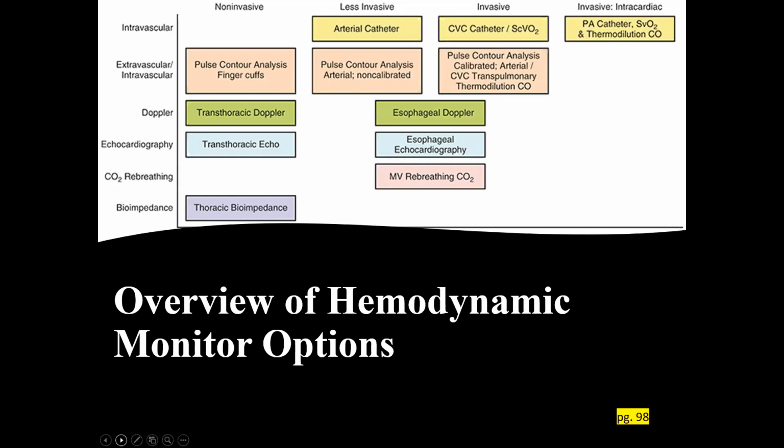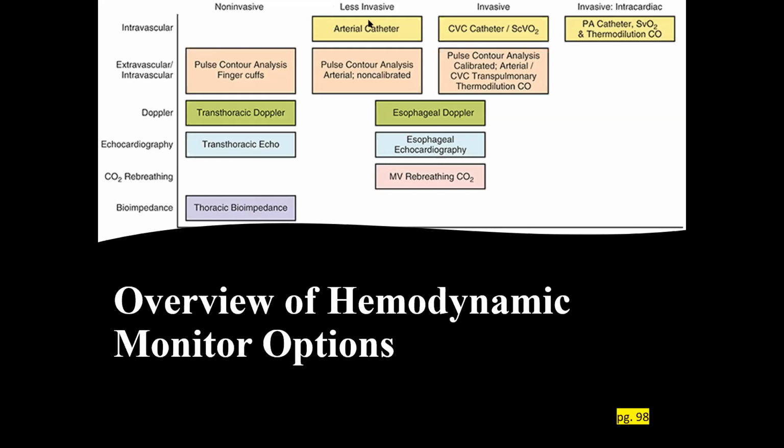Now, please, please, please, do not memorize this slide. This is just an overview of things that we can do for hemodynamic monitoring. If you look here, I'll point out a couple that we're going to talk about today. Bioimpedance is one we're going to talk about. That's a non-invasive way to get hemodynamic parameters through the chest without sticking a catheter down through the heart.